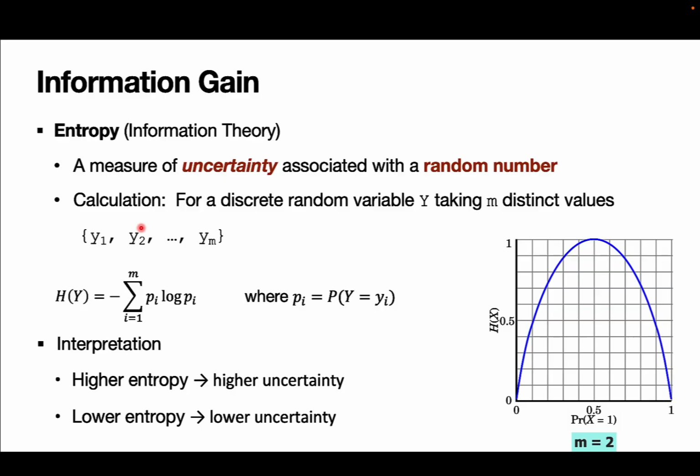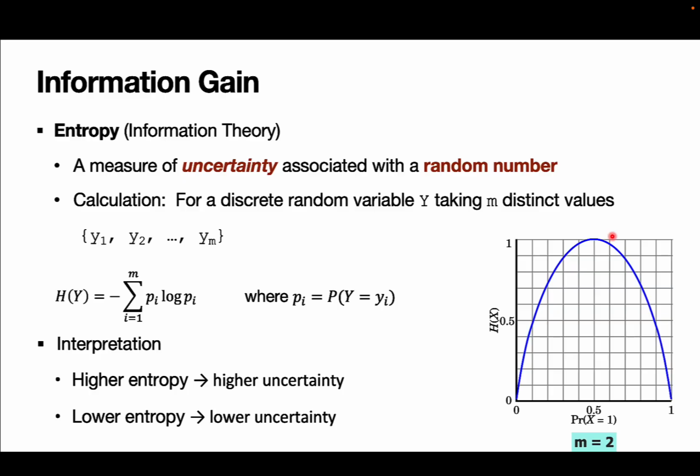So entropy is a measure of uncertainty. And let's consider the canonical example of flipping a coin. So flipping a coin is a random variable, let's call it y, which has two distinct values, 0 or 1. Let's say 0 for tails and 1 for heads. If the probability of each outcome is 0.5, this is the maximum uncertainty. It's hard to predict which outcome. Is it going to be a 0 or a 1?